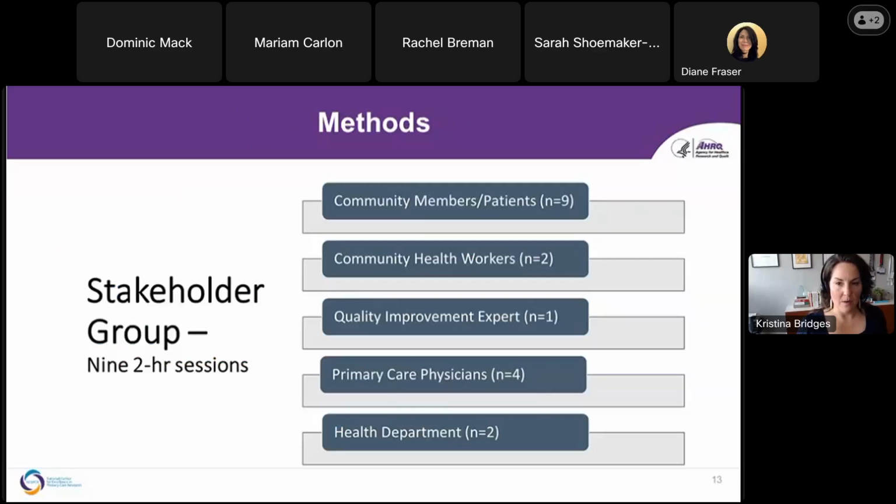Here's a closer look at our planned composition of our stakeholder group. Currently we're working with 2 community leaders to help us recruit the stakeholders, and they will also act as co-facilitators during our planned sessions. One is a community health worker herself, from a community-based organization here, and one is a retired pastor, and both have very deep ties to the community. In addition to those 2 and our other community members, we have 2 community health workers employed by our health system, a quality improvement representative, a few primary care physicians, and 2 representatives from our local health department. Next slide.